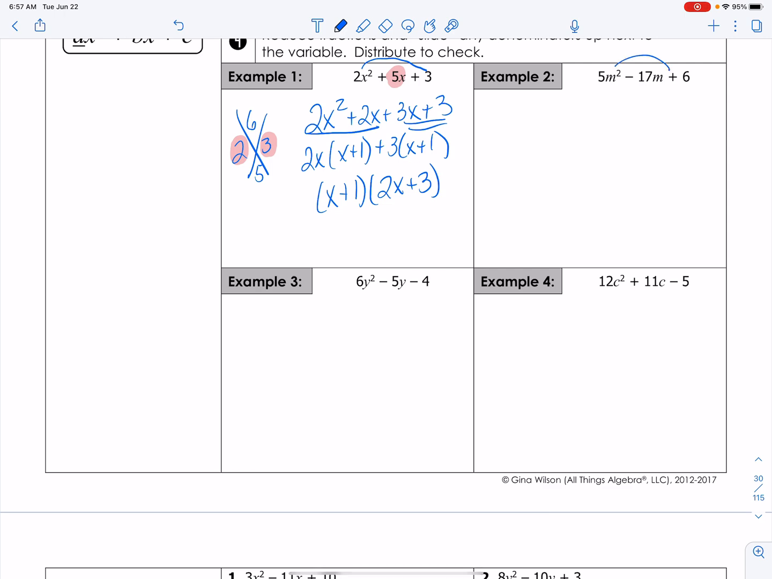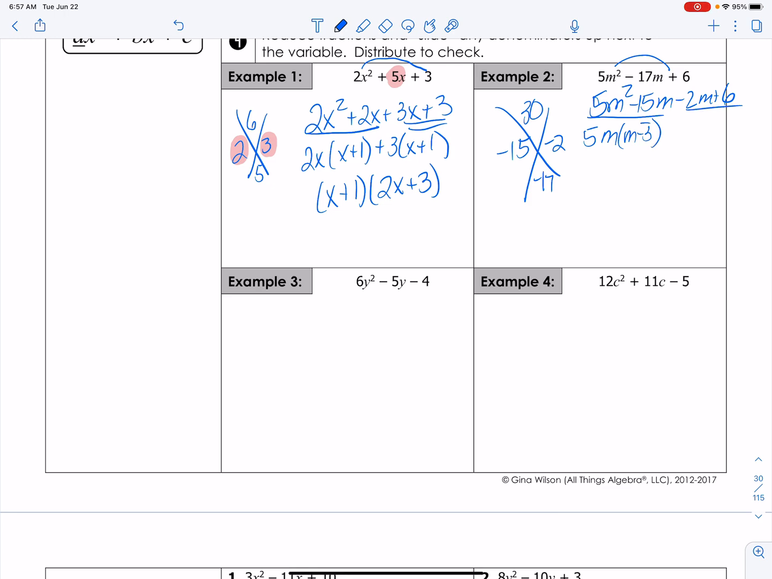If I look at the next one, I have factors of 30 that add up to negative 17. So they're adding, so I think it's going to have to be a negative 15 and a negative 2. That goes in the middle: 5m squared minus 15m minus 2m plus 6. I can take out a 5m, that leaves me with an m minus 3.